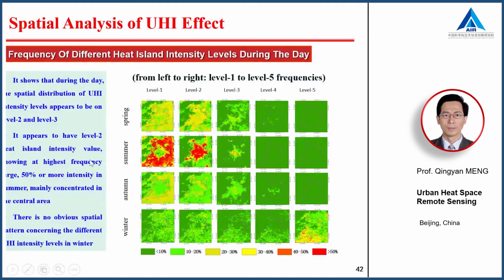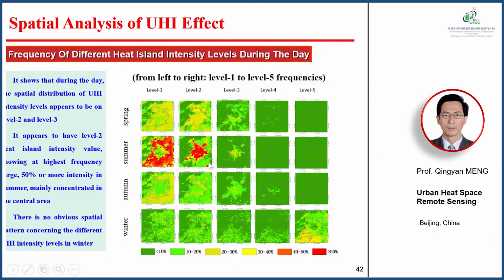Then we study it. You can see very interesting changing characteristics. Okay, it shows during the day the different levels, the different seasons, and that during the day the spatial distribution of the urban heat island level appears to be on level 2, level 3, and it appears that the level 2 heat island intensity value shows the highest frequency, 50% or more, in summer. Okay, in summer, like it here. Okay, mainly concentrated in the central area.